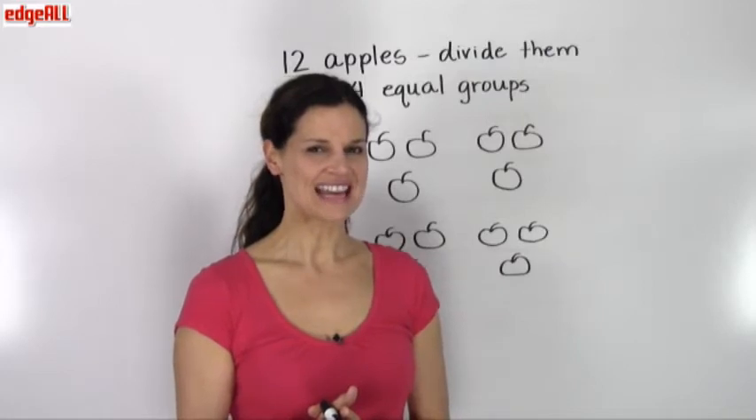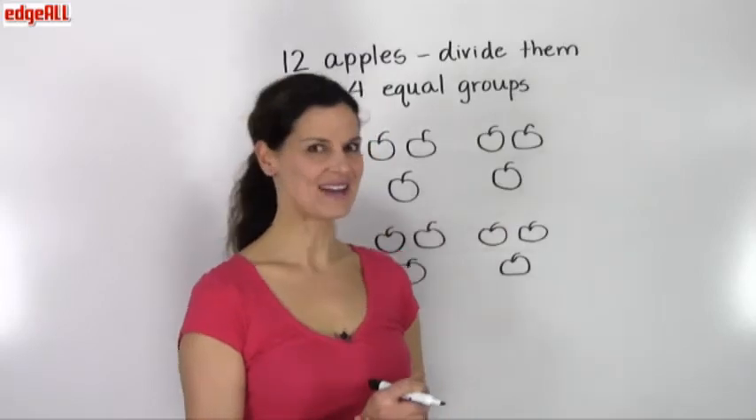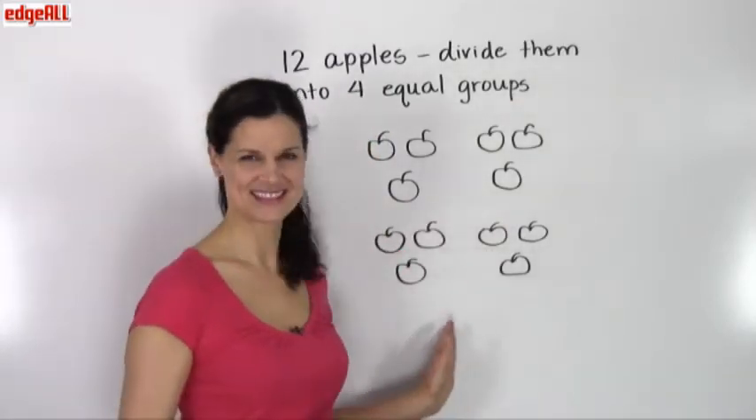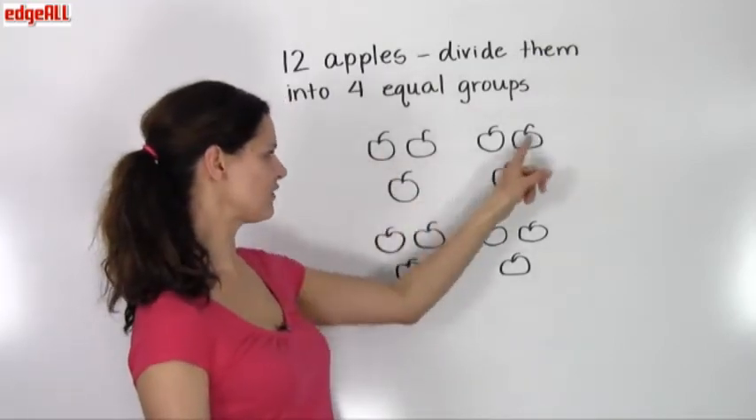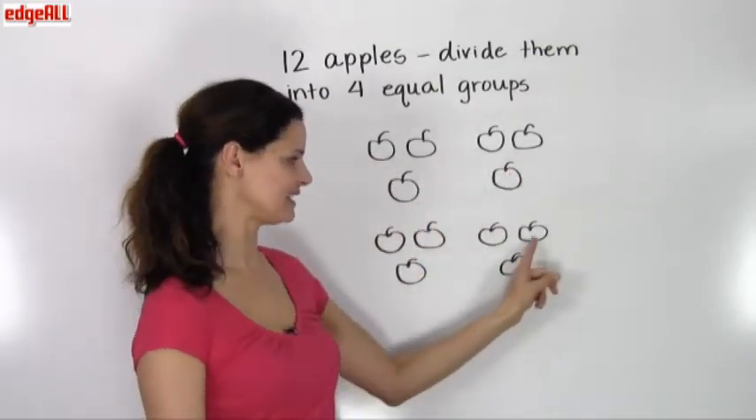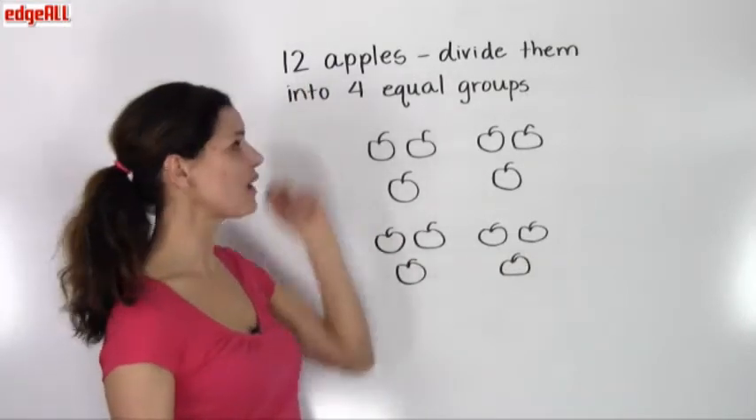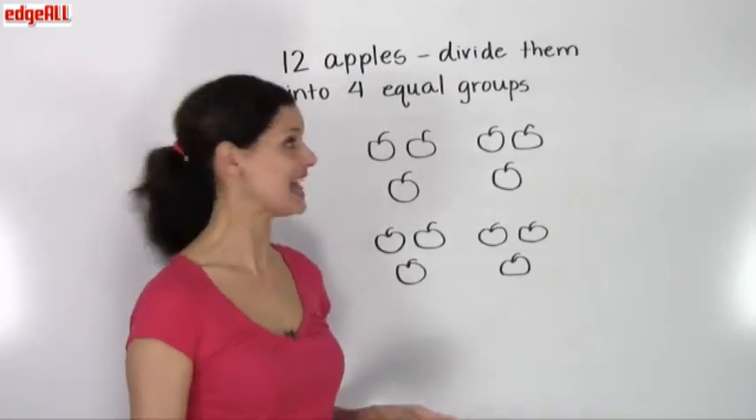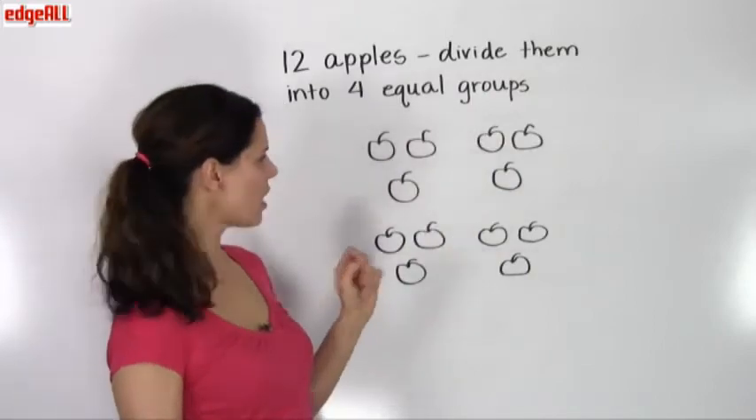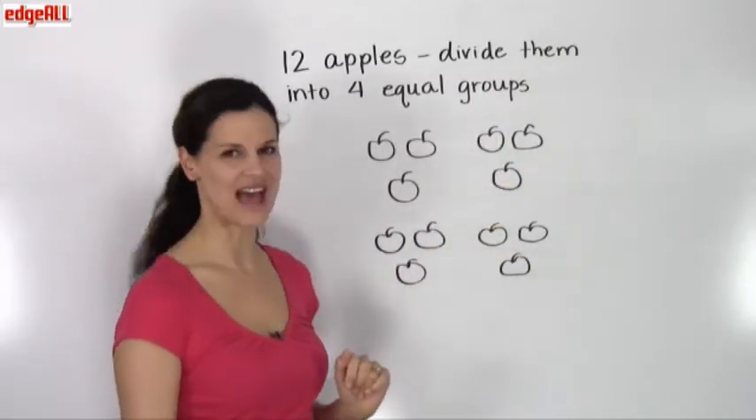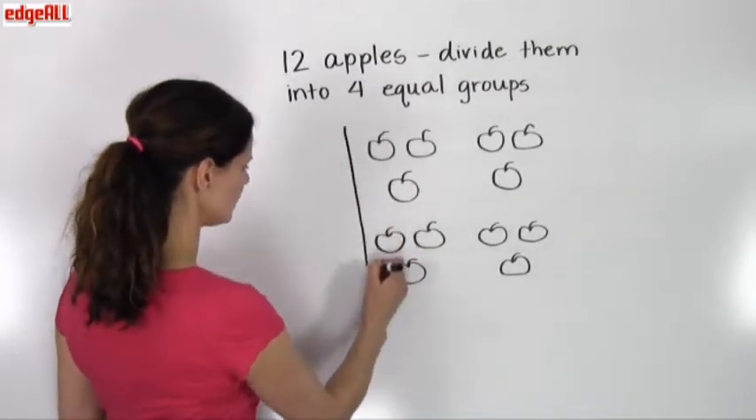We are going to look at an example where we have 12 apples. So I have drawn 12 apples, little apples, on the board. So I've got 1, 2, 3, 4, 5, 6, 7, 8, 9, 10, 11, 12 apples. And my instructions are that I have 12 apples and I want to divide them into 4 equal groups. So I'm going to take my 12 apples and divide them into 4 equal groups.